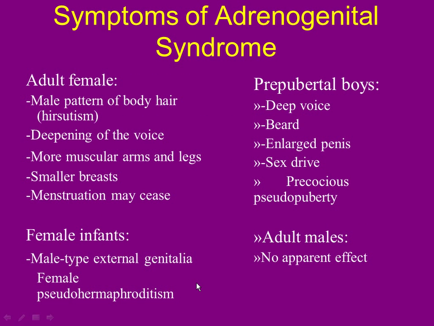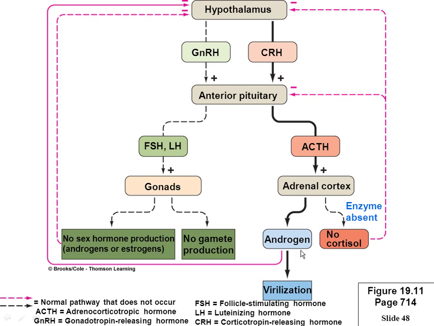So here's kind of a review slide of what happens to an adult female. Deepens her voice, makes her arms, legs more muscular, shrinks her breasts. Basically, it turns down her feminine characteristics and starts turning up masculine ones. Menstruation might stop. And then we talked about female infants, boys, and then adult men. And then there's the pathway. So with that sex hormone cranking out here, you're going to start screwing with the whole pathway that revolves around ACTH and CRH.